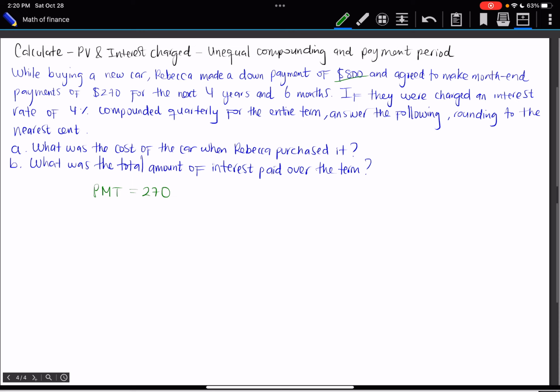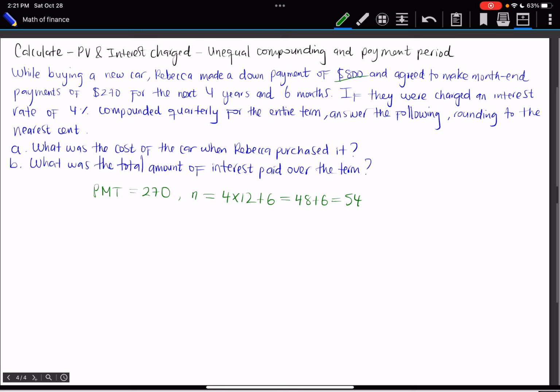Because those payments are made on a monthly basis, the number of payments during the term of the annuity is going to be, so every month for 4 years and 6 months would be 4 times 12, because there are 12 months in 1 year, plus 6. So we have 48 plus 6, and that's 54. So the total number of payments during the term of the annuity is 54.